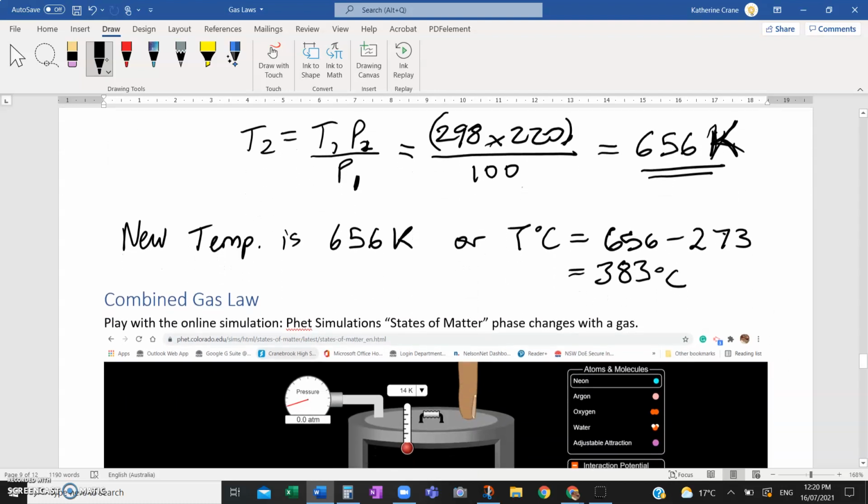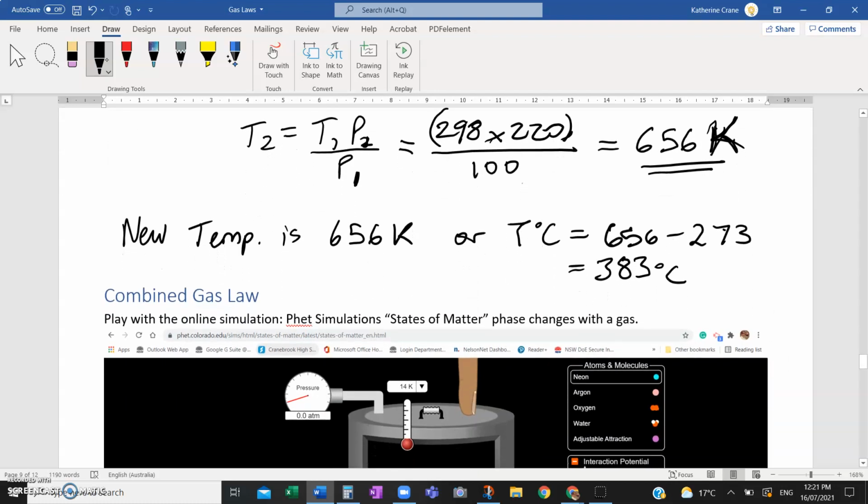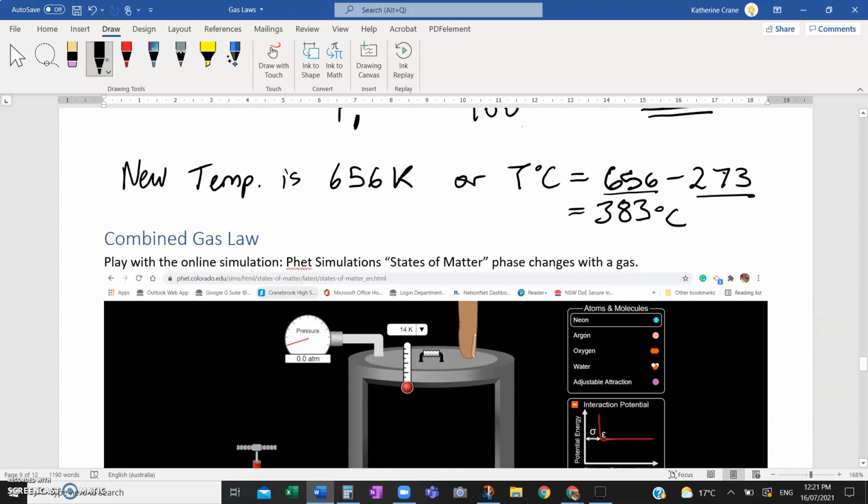But if you need to convert it back to temperature in Celsius, you get your number, you subtract 273, and you'll find the temperature is now 383 degrees Celsius. Okay, so that is how we would do that sort of question. And just check what they want the answer to be in if they tell you.